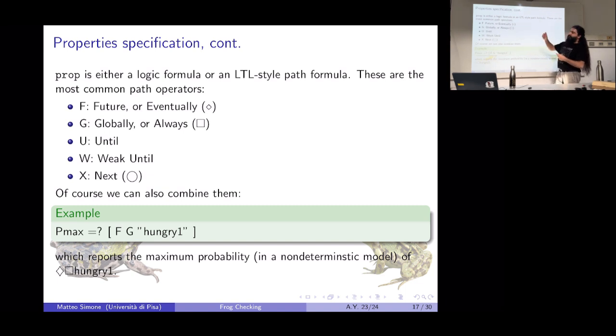The prop part is the main one. It is either a logical formula or a linear time logic style. So we have these operators, and the most common ones are F and U. F means that the property is verified at some point in time later. We don't care how far in the future, just at some point.